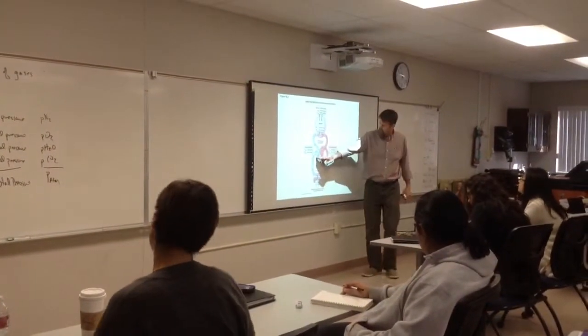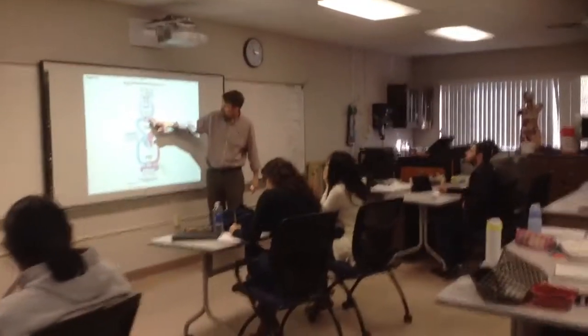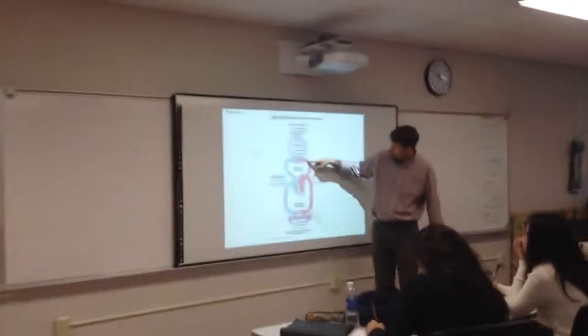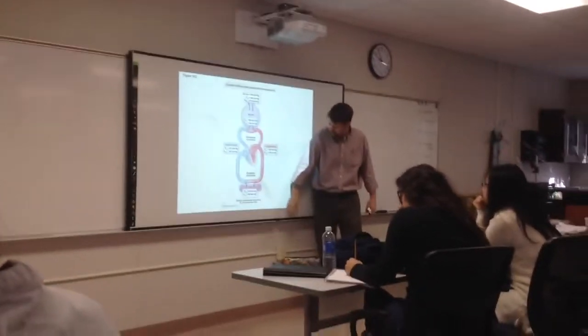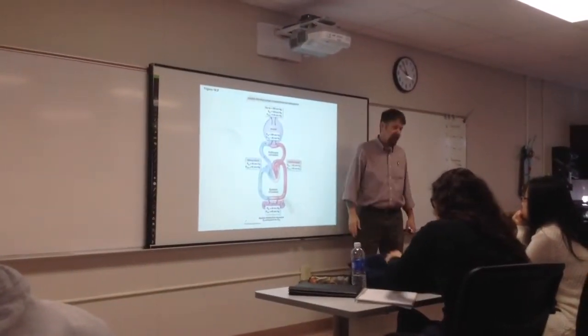If we take poorly oxygenated blood from the right ventricle here, it goes to the pulmonary capillaries. We do gas exchange here, right? Oxygen is picked up, carbon dioxide is released, goes back to the left side of the heart, out the aorta to the body's tissues here in the systemic circuit. Oxygen moves into the interstitial fluid, and carbon dioxide into the plasma.